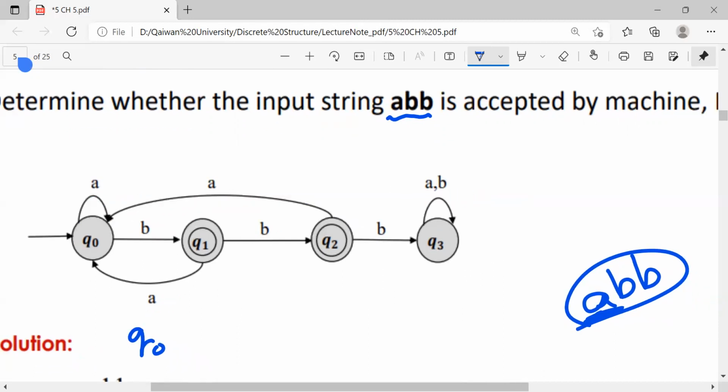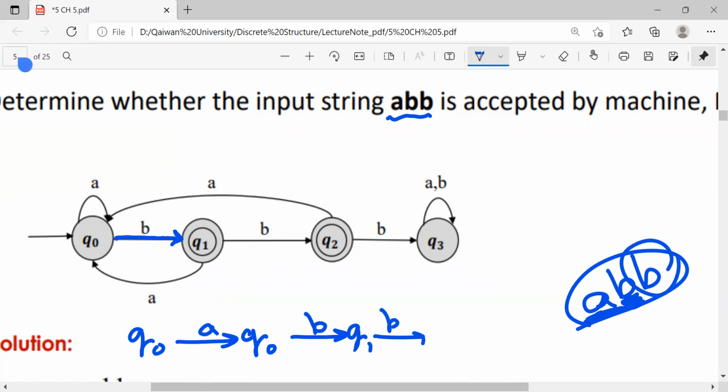So Q naught on A is itself, then we have B. Then Q naught on B is, look, if the input is B for Q naught, it is Q1. Then Q1 on B, again we have another B. If the input is B, we go from Q1 to Q2.